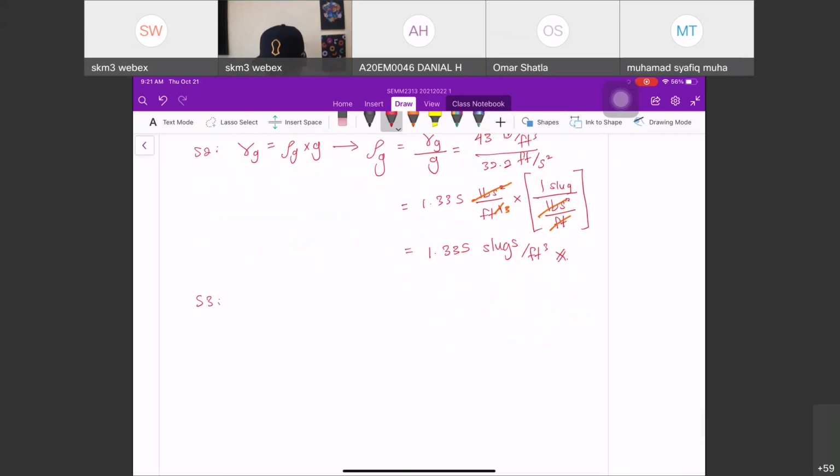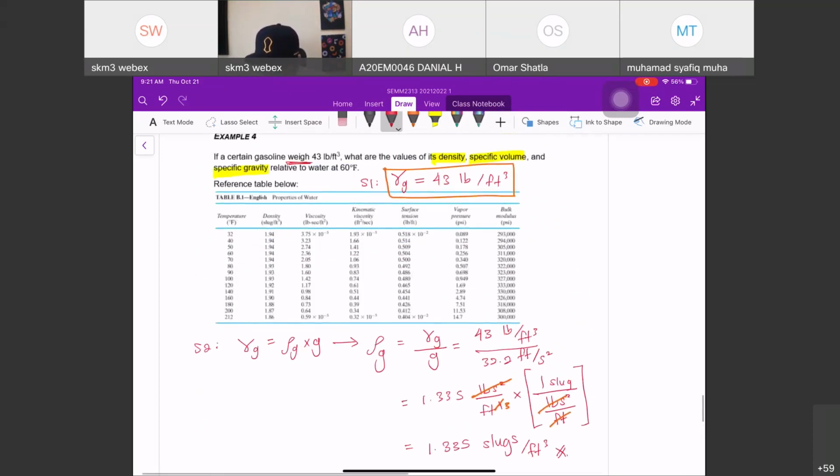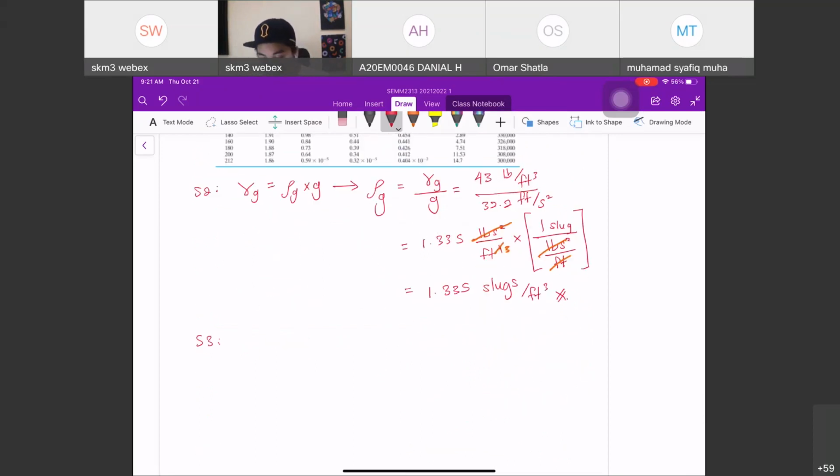It's number 3. After we have discovered the density of gasoline, now we need to find the specific volume. The symbol of specific volume is small v, which is 1 over density. 1 over the density of gasoline, which we have discovered is 1.335 slug per feet cube. So the answer shall be 0.7488 feet cube over slug.